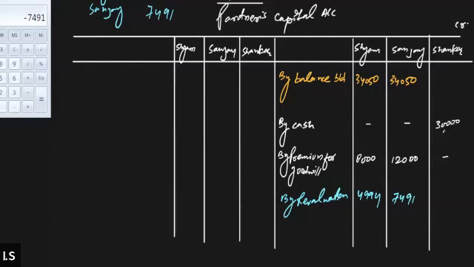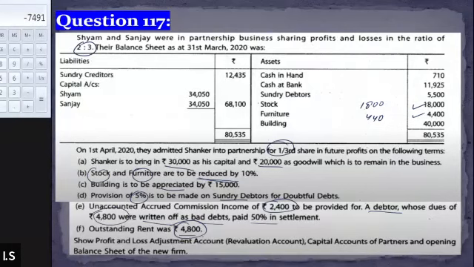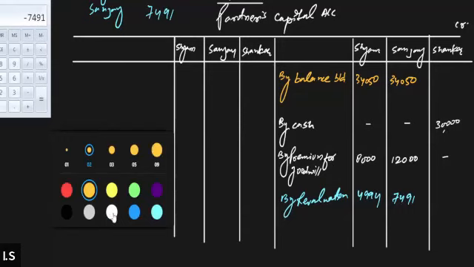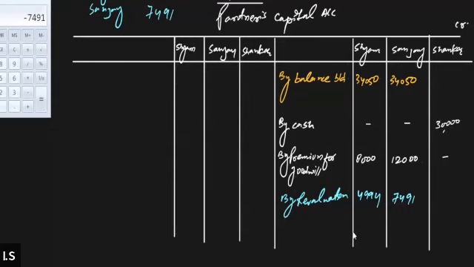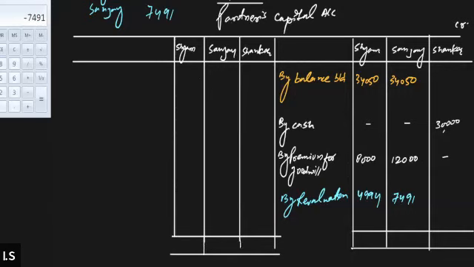Yes, sir. And I don't think there is any other thing left to be treated in the question. I think everything is done. All we need to do is find out the closing capital balances of the partners. So let's do that. 34050 plus 8000 plus 4994. The credit side of the Shyam is 47044.